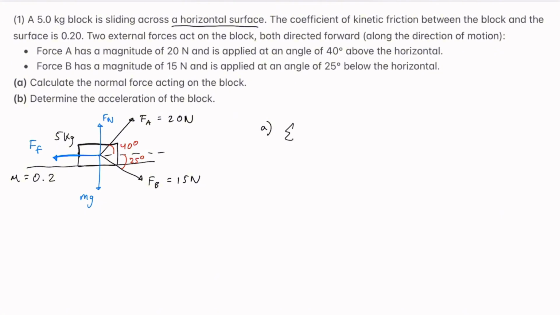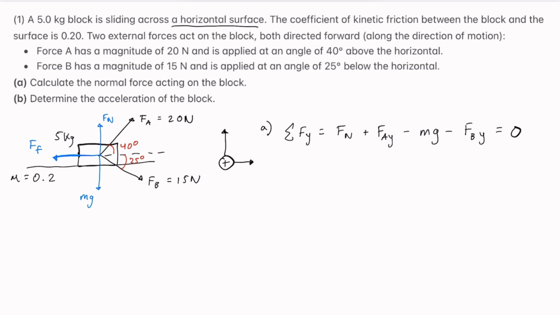So we'll write our sum of the forces in the y direction, which is equal to Fn if we're making the positive direction upwards. We'll also call the direction to the right positive. We have Fn plus some sort of Fa in the y direction minus mg and minus Fb in the y direction. And since the block is not moving up and down and is staying in place in terms of the y direction, we're setting this equal to 0.